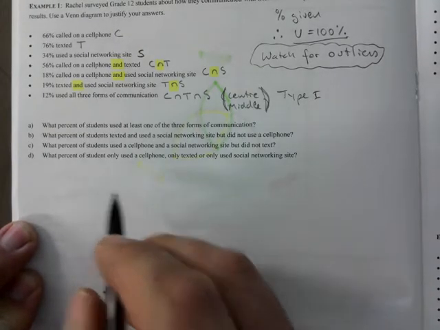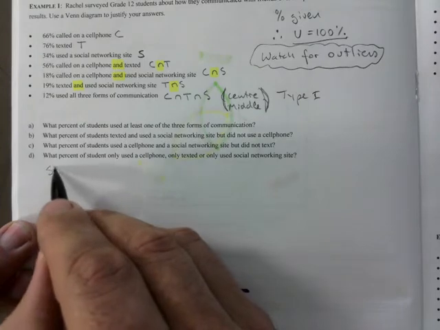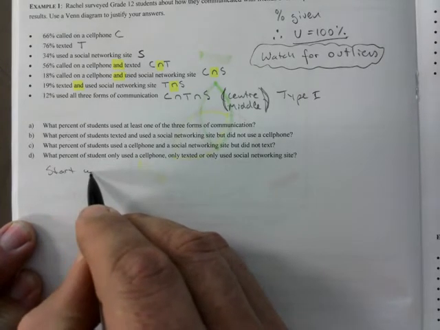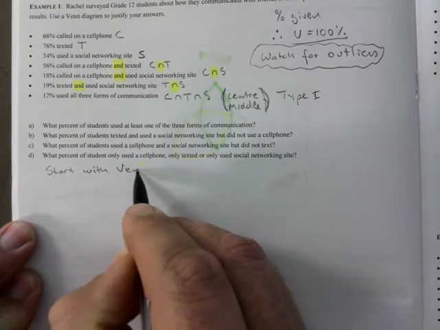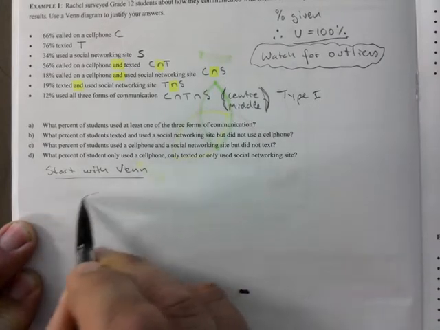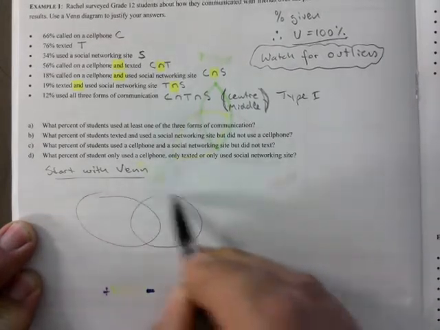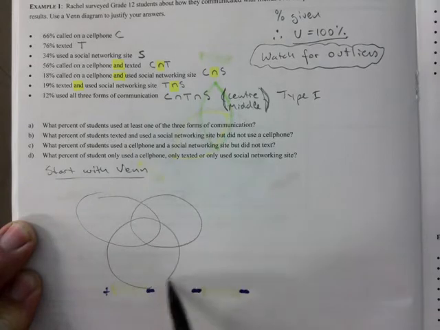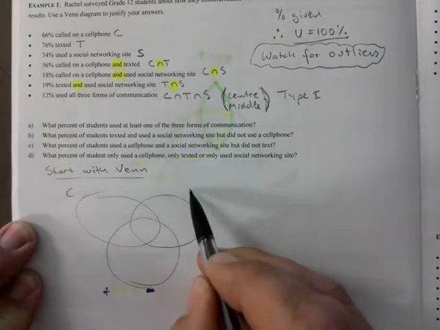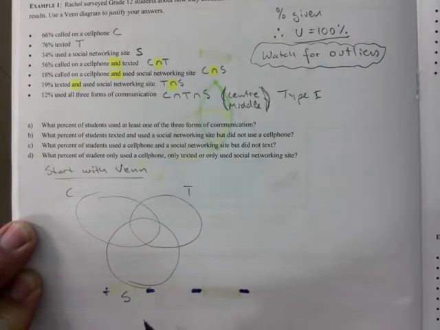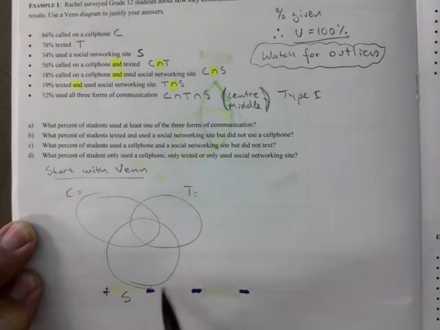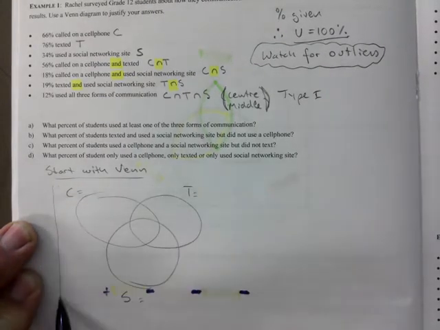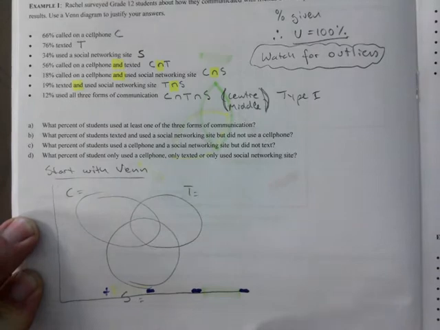And let's dive in here. I will do my Venn diagram first. Okay? Start with Venn. Okay. So one circle, another circle, and another circle. Cell phone, text, social. And now that I have my circles, I can do the box around it.